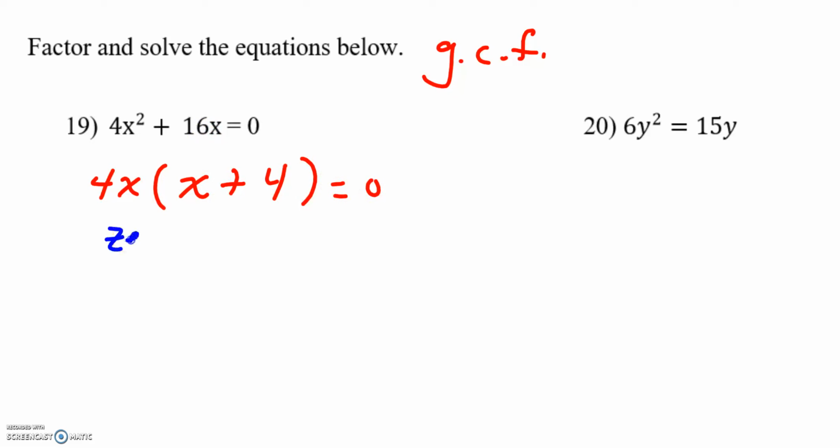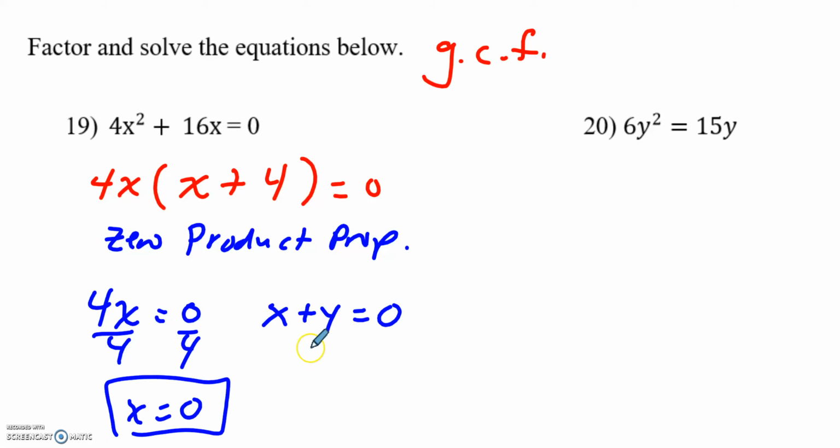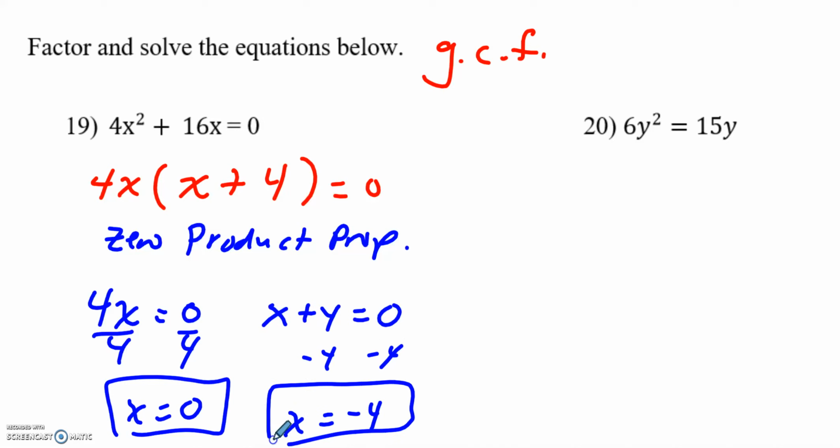So now, because of the zero product property, as we talked about in class, I can set 4x equal to 0, and I can set x plus 4 equal to 0 and get my 2 answers. The first one would just be x equals 0, and the second one would be x equals negative 4. So that means that either one of these answers, if plugged back into the original equation, would be true.